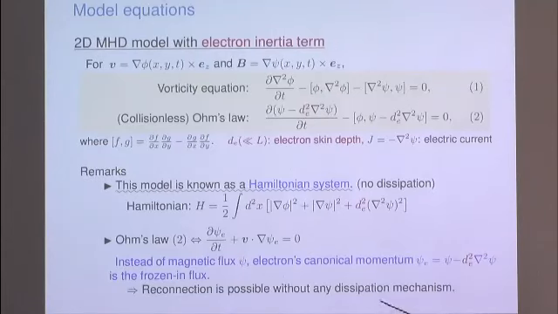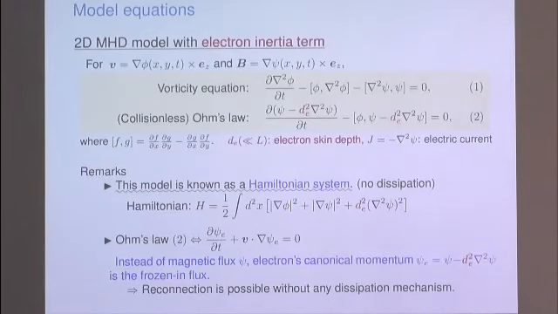There is a special feature in this model. This model is known as a Hamiltonian system because there is no dissipation mechanism. The Hamiltonian is defined like this. This is the kinetic energy and the magnetic energy. And this term originally stems from the kinetic energy of electrons, because this is the electric current. And this is the constant of motion of this model.